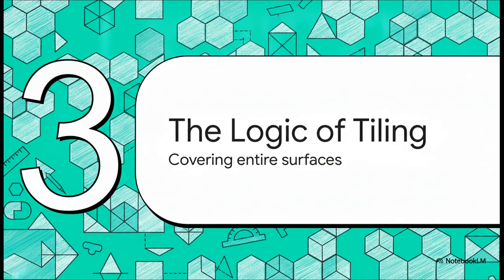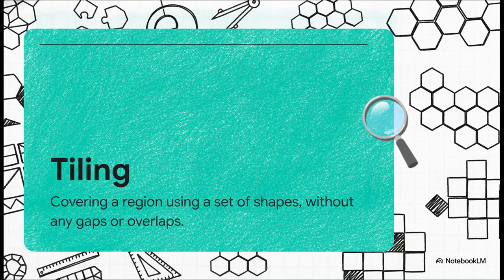Section 3. The logic of tiling. Covering entire surfaces. Okay, so we've talked a lot about drawing lines and dividing open space, but what happens when we want to completely cover entire surfaces? Tiling is defined as covering a region using a set of shapes without leaving any gaps or having any pieces overlap. And tiling isn't just some weekend home improvement chore for your bathroom floor.